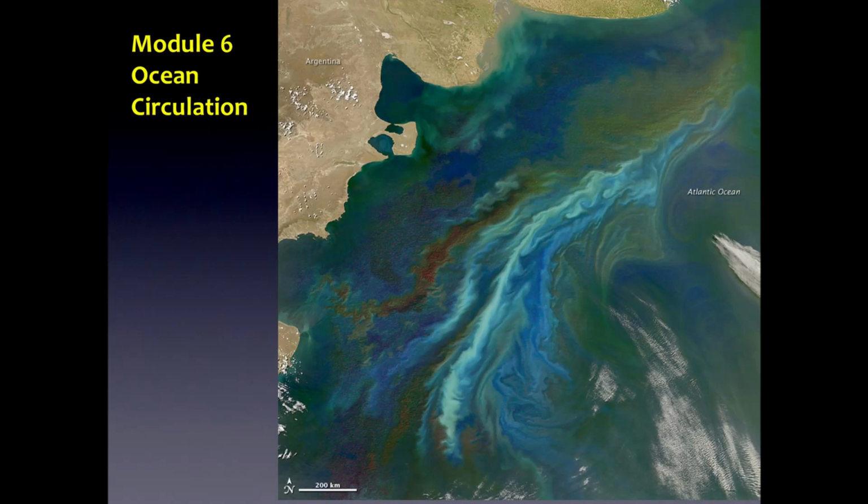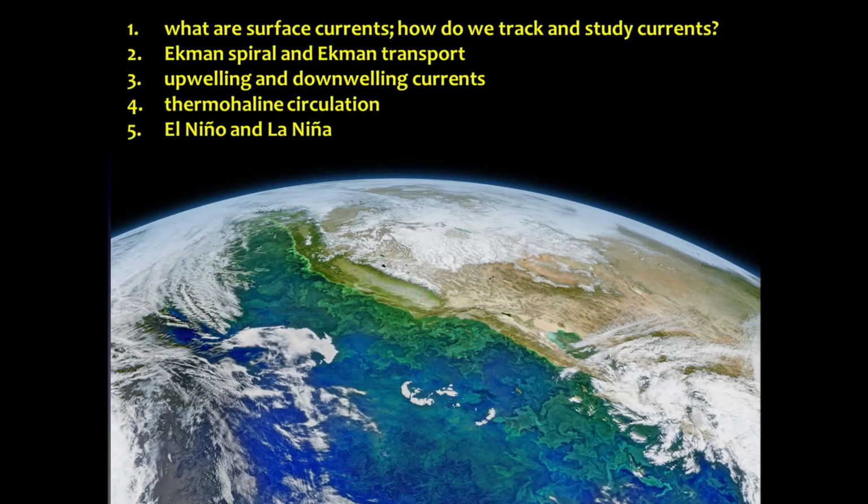Welcome to Module 6. In this module, we'll look at ocean circulation patterns, for example, the western boundary current that we see depicted in the satellite image to the right. In this module, we'll be focusing on currents: what surface currents are, how we study and track surface currents, the different types of surface currents.